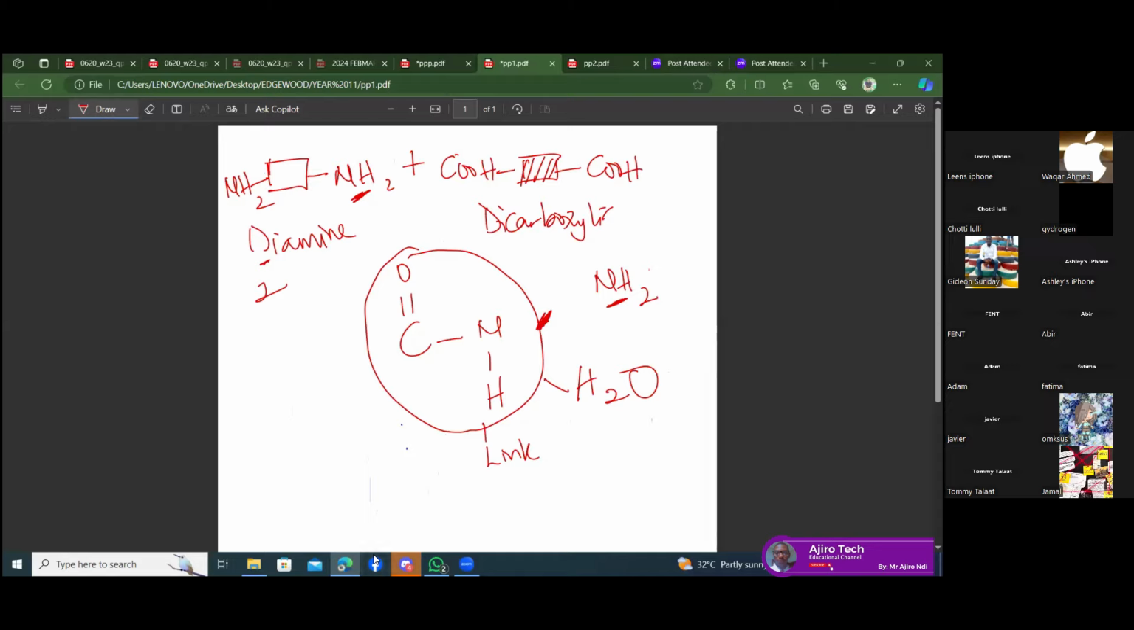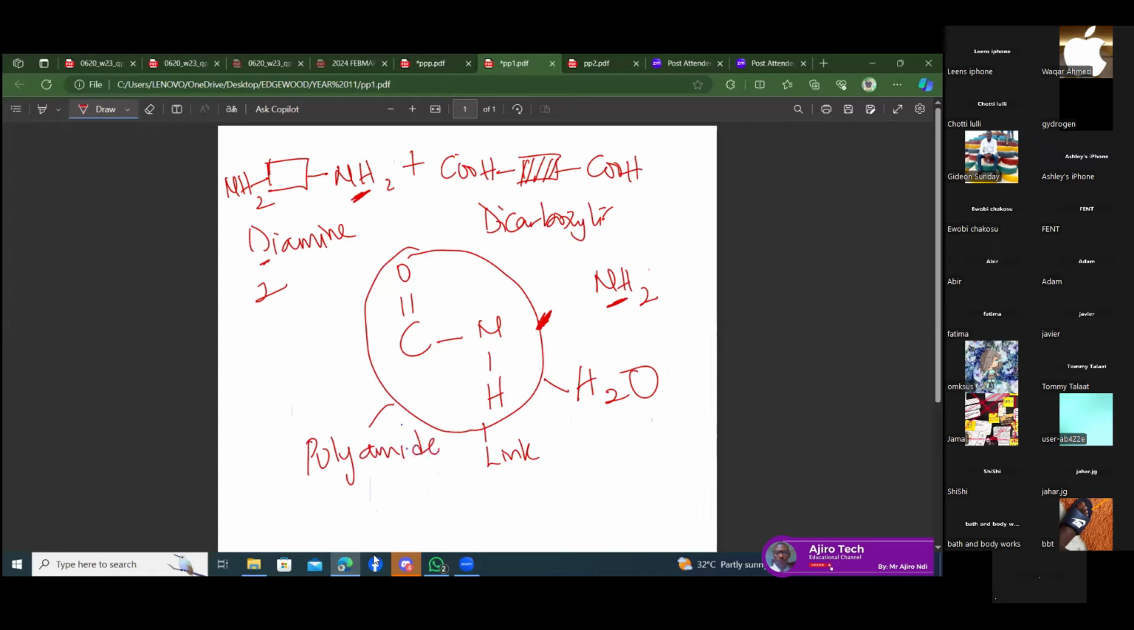All right, so this is a polyamide. If you see any of this, it's a polyamide. We also call it nylon, and it has a similar linkage to protein. Protein also has this similar polyamide linkage. So this is very important. Note this and review it if you've not done it.